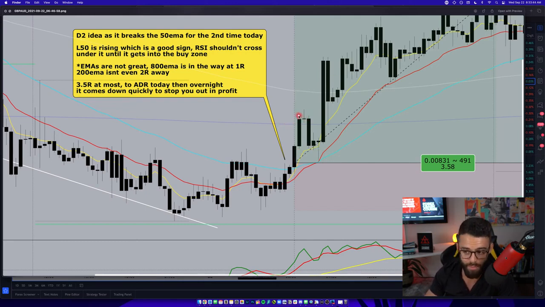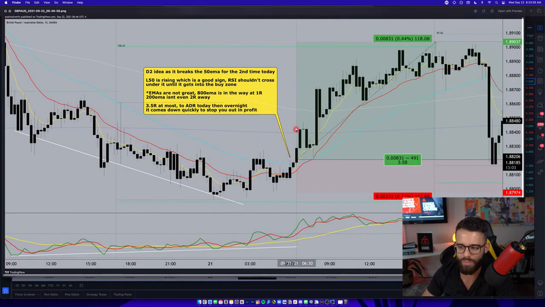It holds and bodies that 800, pulls back, of course, because it's not just going to shoot through, and then goes up to the 200 with a body through the 200. Bodies through the EMAs on the first approach of the EMA is a sign that it will continue through that EMA for the rest of the day. So it bodied the 800. That tells me it should get to the 200. It gets to the 200, and then it continues to ADR.